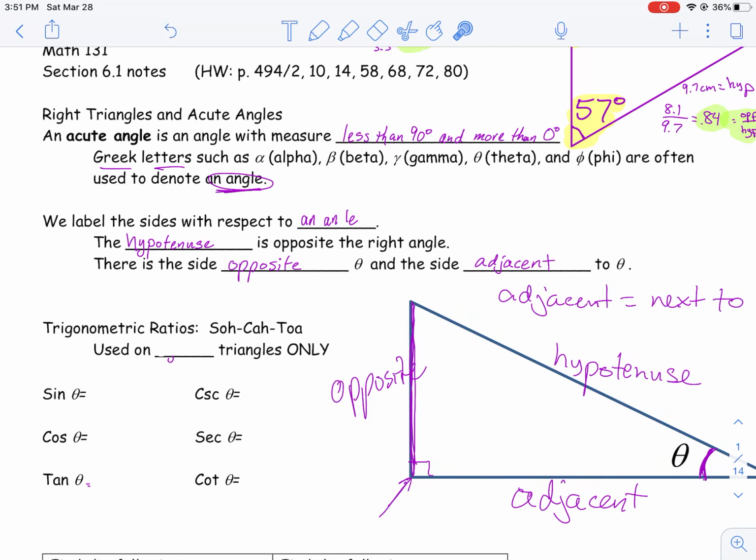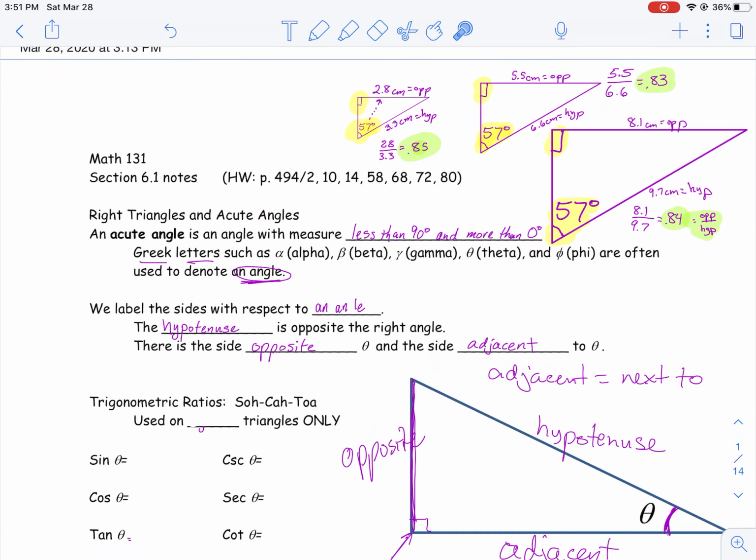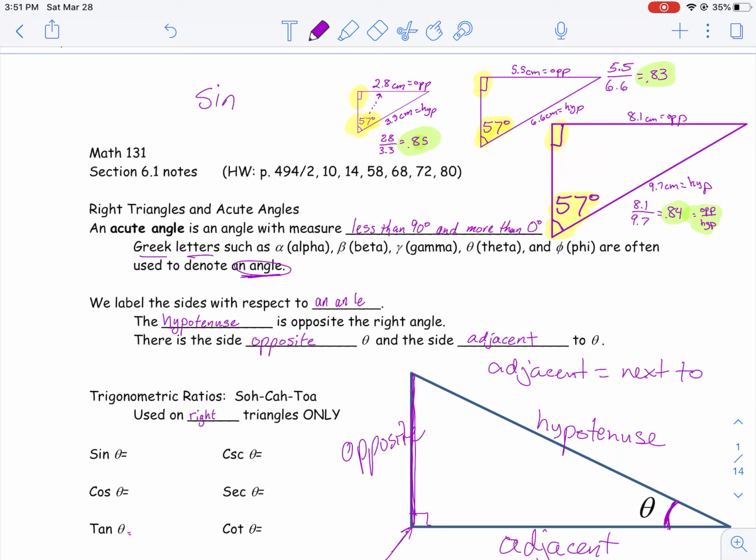Now, I've mentioned it in this picture up here, but I'll mention it again, that trig ratios are only used on right triangles. Okay, so if it's not a right triangle, these ratios aren't going to work. And back to, I kind of missed the punchline here, but if you go back and type into your calculator sine of 57 degrees, you'll find that the sine of 57 degrees is equal to about 0.84.